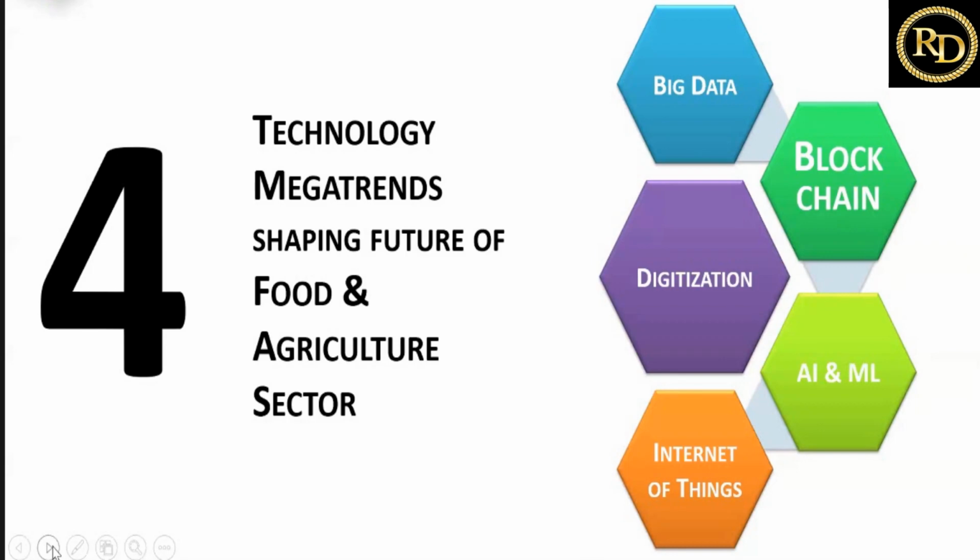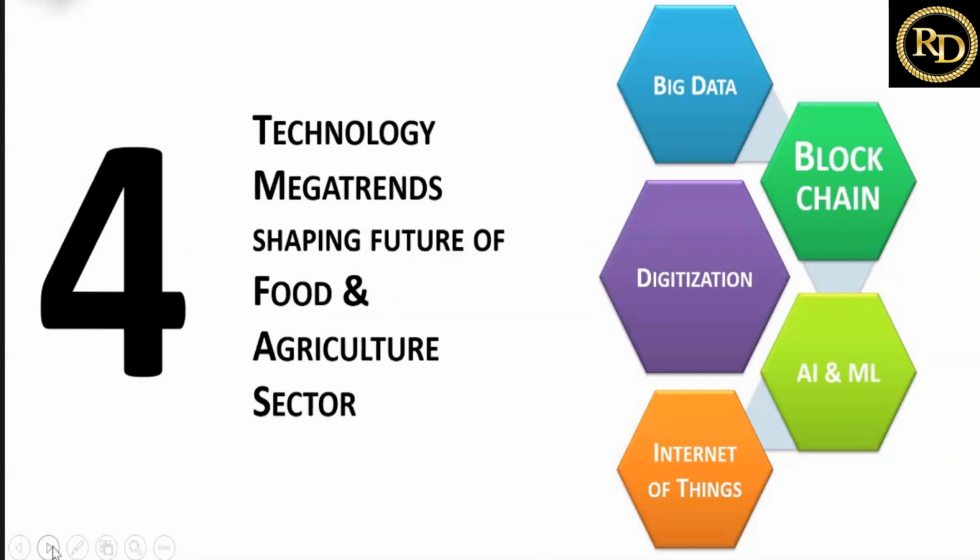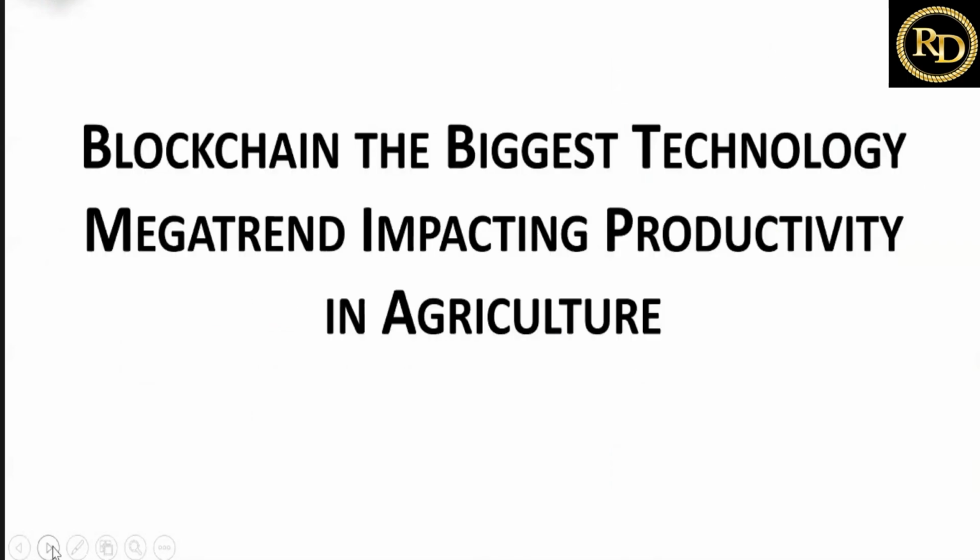And last but not least, the Internet of Things. A lot of data is being collected through sensors on the ground, which are typically connected to the internet. That data is also used in AI and ML to deliver value.